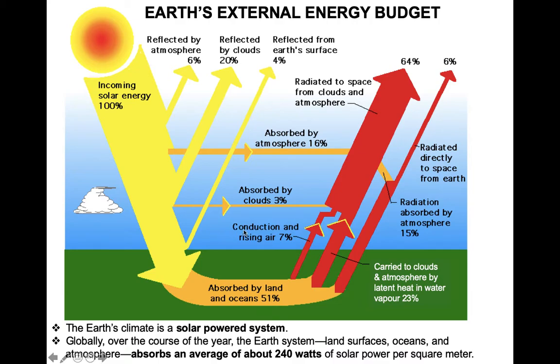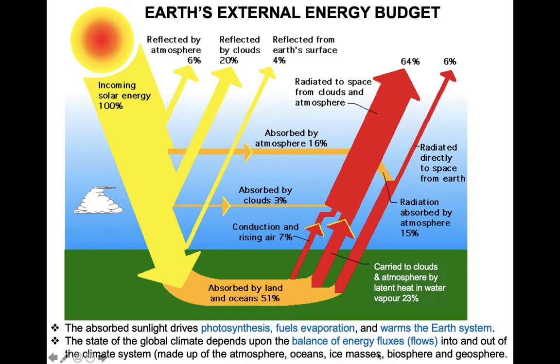And over the course of a year, the Earth system, the land, the continents, the mountains, the oceans, and the atmosphere absorb enormous amount of energy, to the tune of about 240 watts of solar power per square meter. This solar energy is extremely important for photosynthesis, done by plants and also by phytoplankton in the oceans. It fuels the evaporation and precipitation patterns on the face of the Earth and, of course, warms the Earth system.